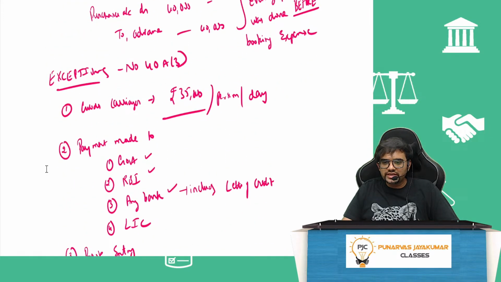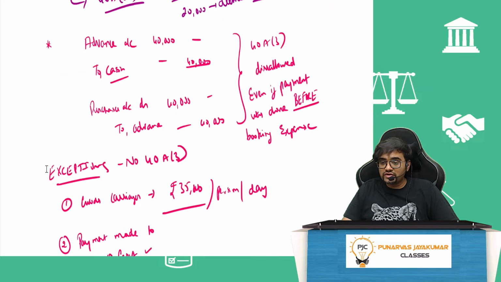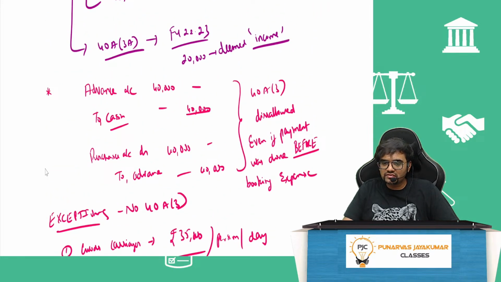But there are certain exceptions. Even if you give an advance, 40A3 applies. For example, you make an entry, advance to cash, 40,000. You pay an advance in cash. Is it disallowed? No, because an advance is not an expenditure.